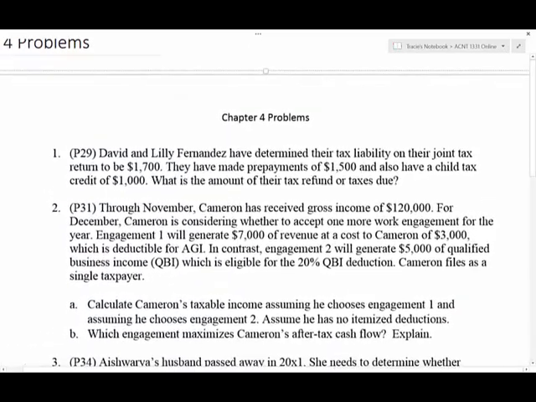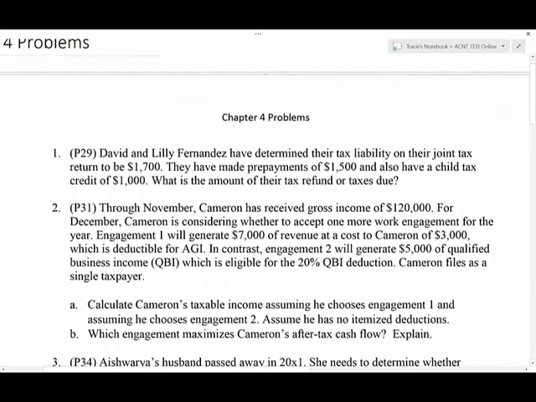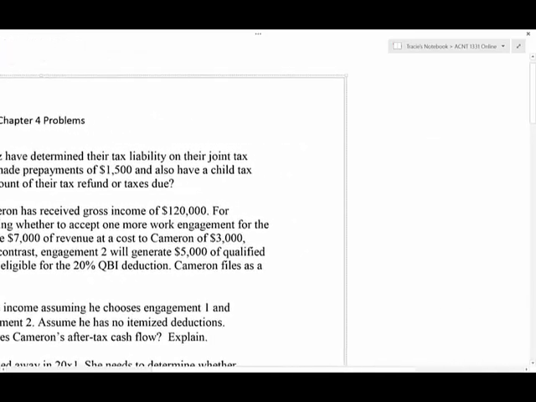This first problem for Chapter 4 says that David and Lily Fernandez have determined their tax liability on their joint tax return to be $1,700. They have made $1,500 of payments. They also have a child tax credit of $1,000. What's the amount of their tax refund or taxes due?